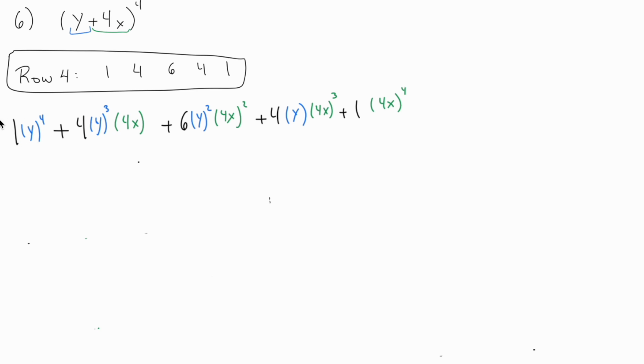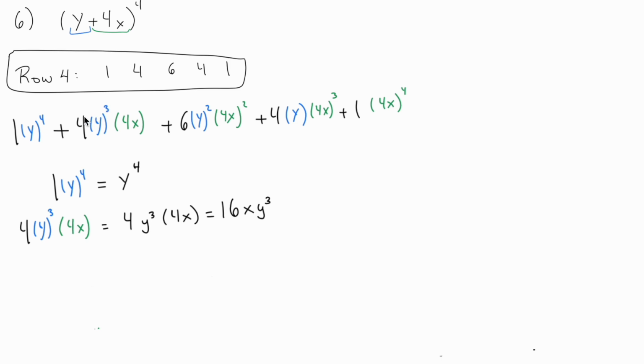Look at the pattern. Each term is composed of a number from Pascal's triangle, the blue term in decreasing powers, and the green term in increasing powers. Okay, now we're going to simplify each term. Here, I simplified the first term, which was kind of easy, 1y fourth. Then 4 times y cubed times 4x. This one has no exponent, so it's the same. 4 times 4, 16, x, y cubed.